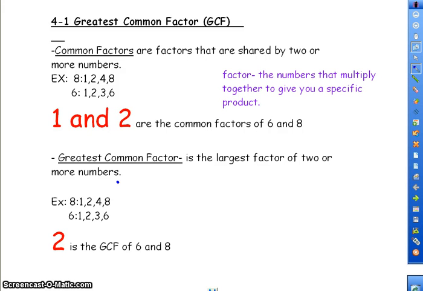Welcome to section 4.1, greatest common factor, also known as GCF. Go ahead and press pause and write down the information.